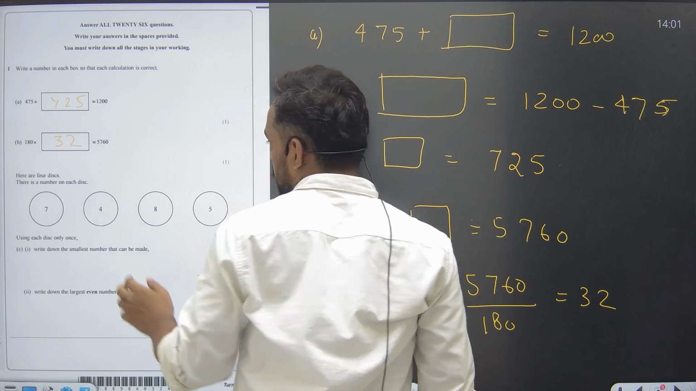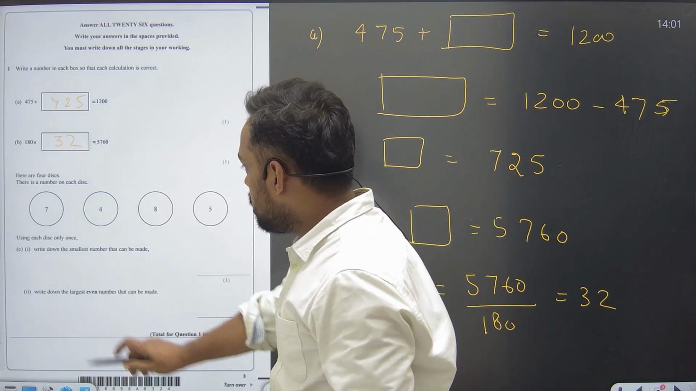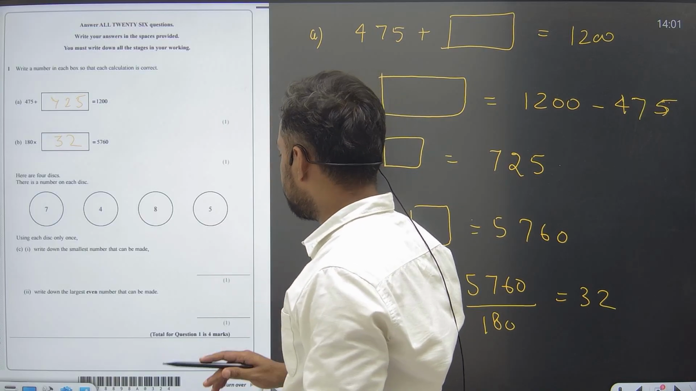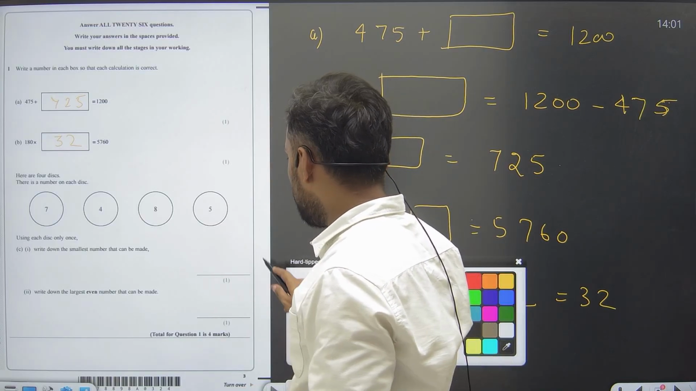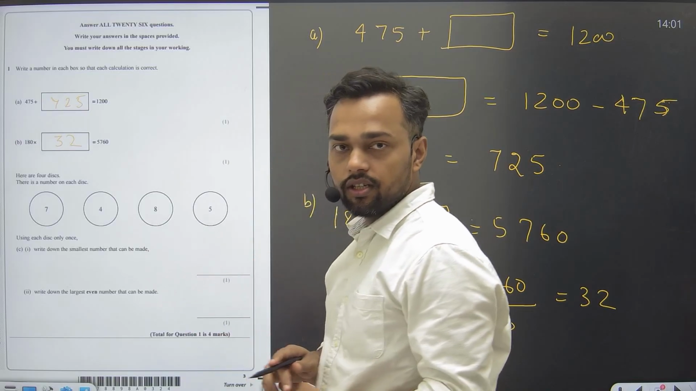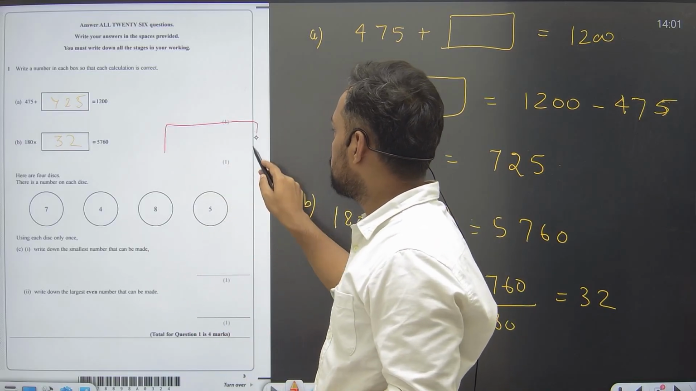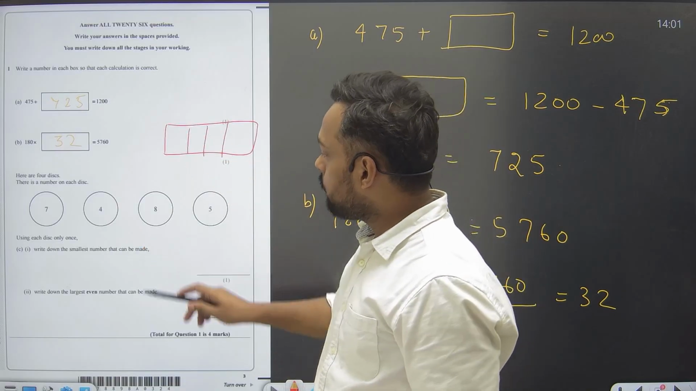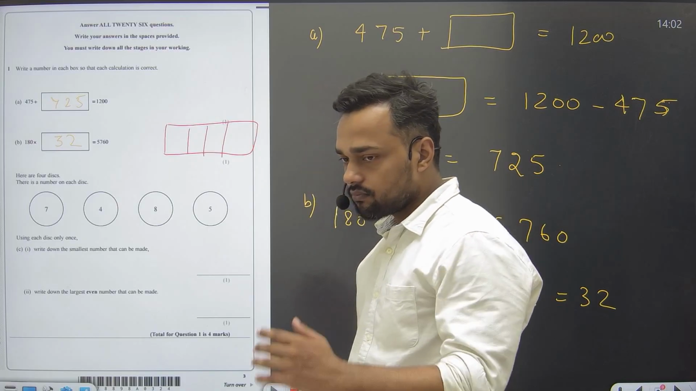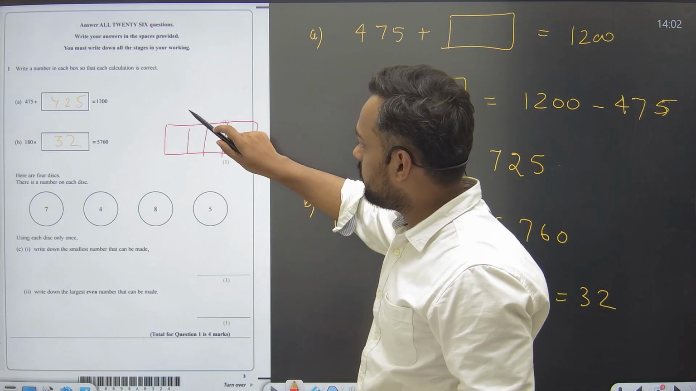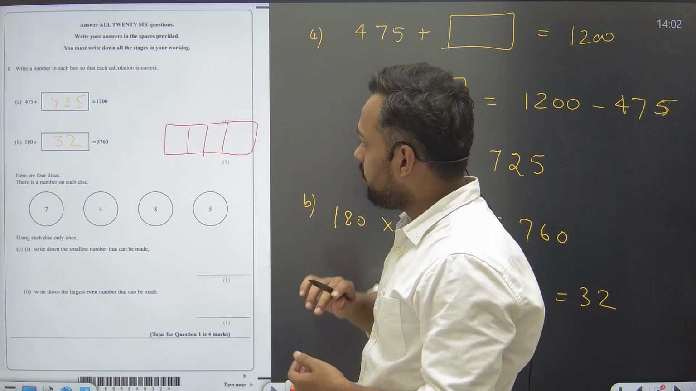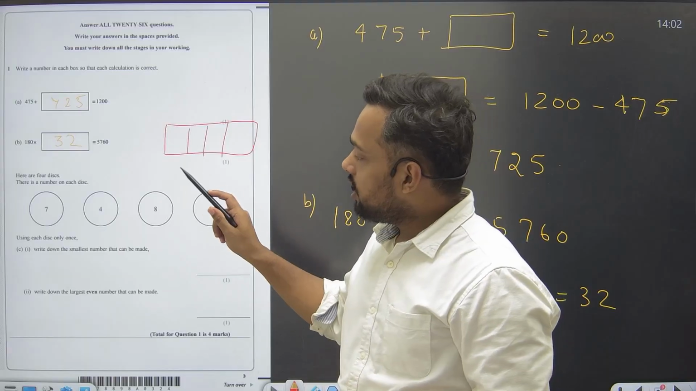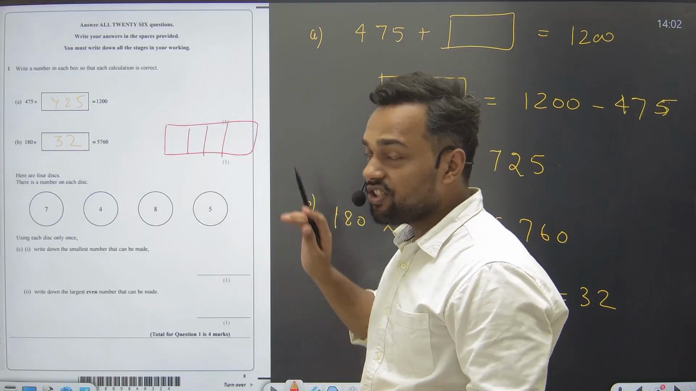In the next part, here are 4 discs. There is a number on each disc. Using each disc only once, write down the smallest number that can be made. For this part, how many digits are there, student? 4 digits are there: ones, tens, hundreds, thousands place. So to make the smallest 4-digit number, at the thousand place the smallest number should be inserted.